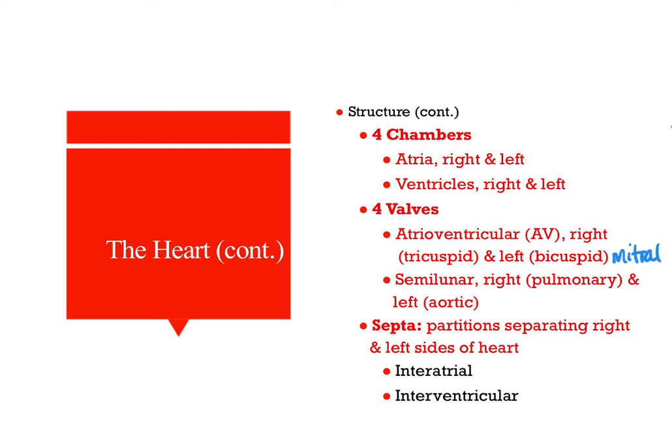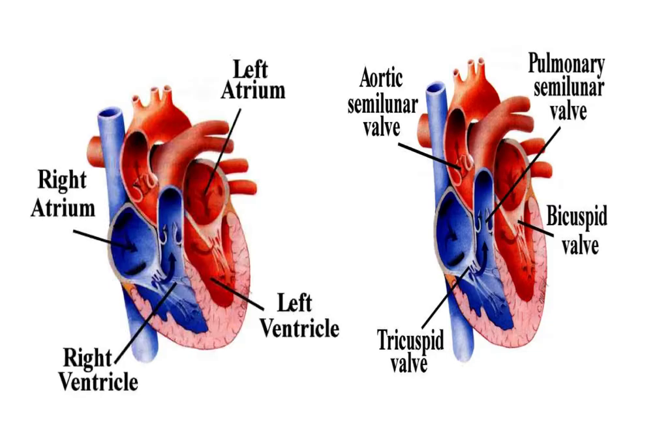All right, the septa is the portion of the heart that separates the right and left side. So we have interatrial and interventricular septa. Learning the structure of the heart and the flow of blood through the heart is the next step, here we go.